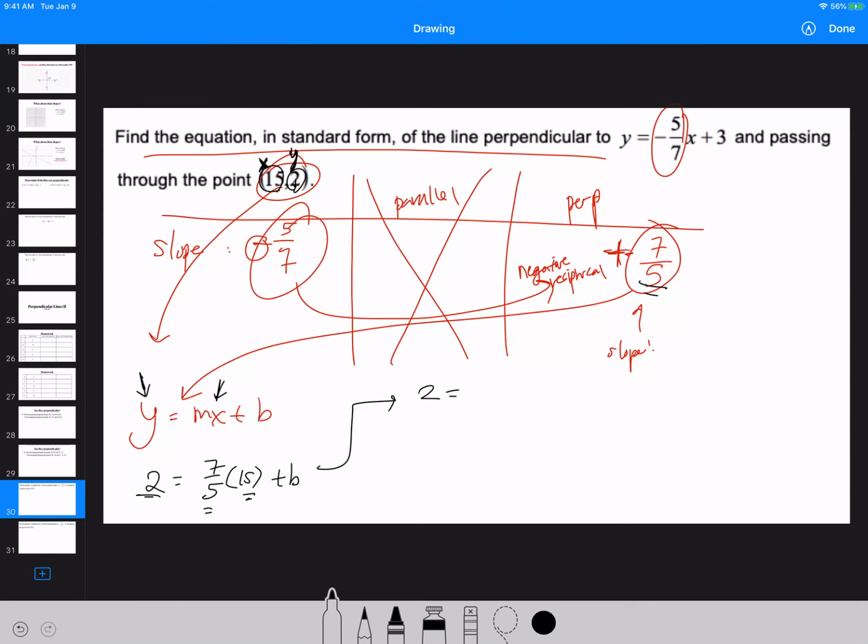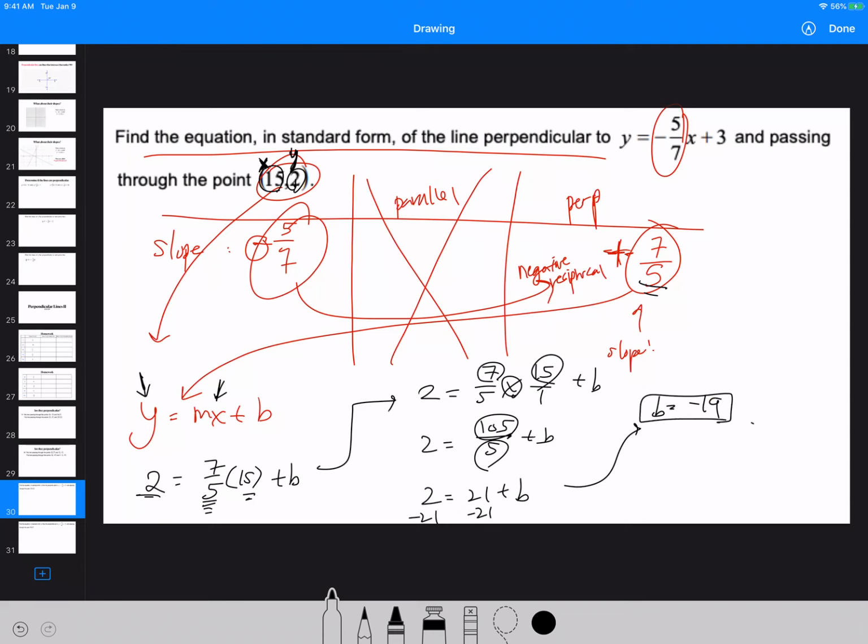Now, remember how I told you to multiply the number with the slope? It's 7 over 5 multiplied by 15 over 1, plus b. So 7 times 15 gives you 105 over 5, plus b. If you divide these together, you get 21 plus b. That means my b value, if you subtract 21 on both sides of the equation, is negative 19. So my equation would be y equals 7 over 5x minus 19, and this would be my answer. You plug in your b and your perpendicular slope, y equals 7 over 5x minus 19.